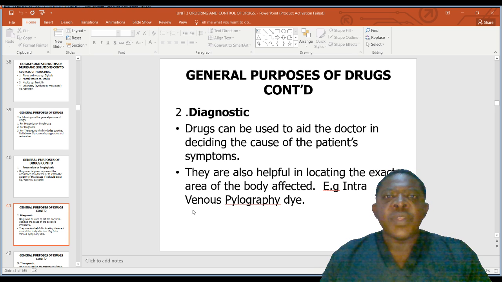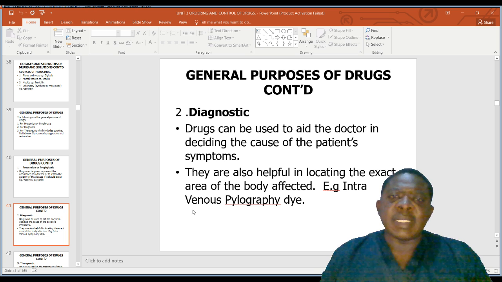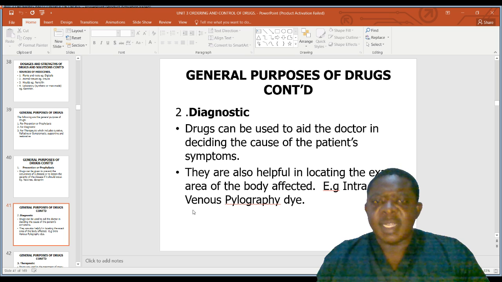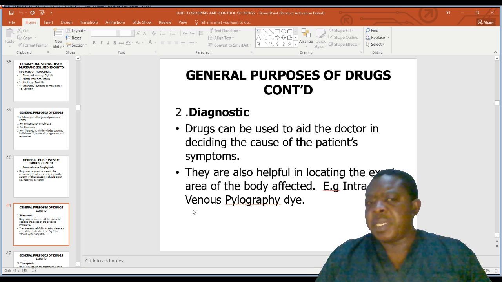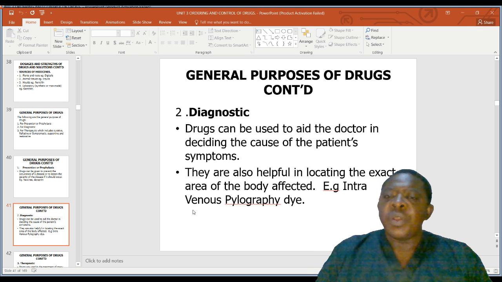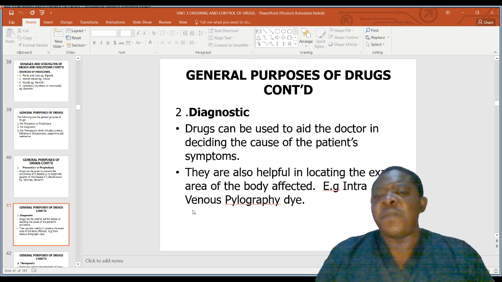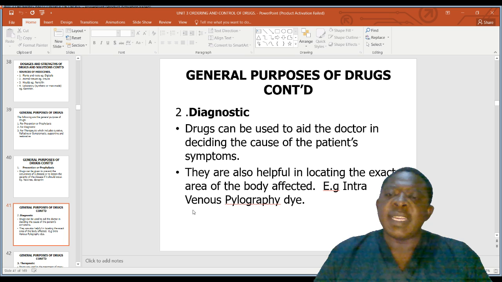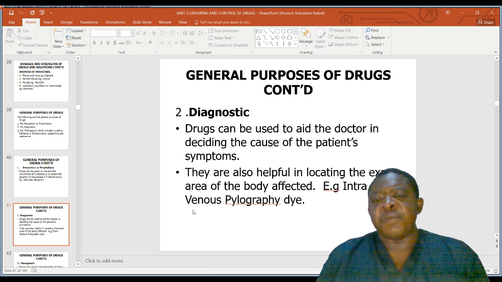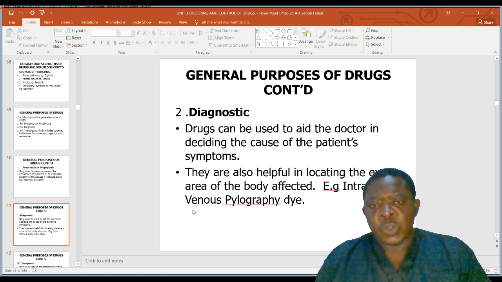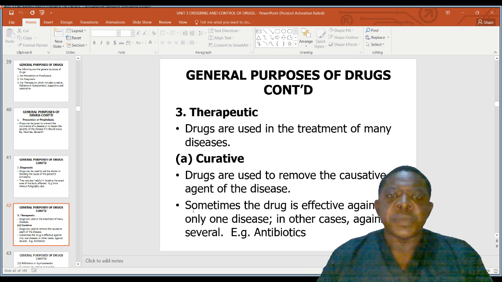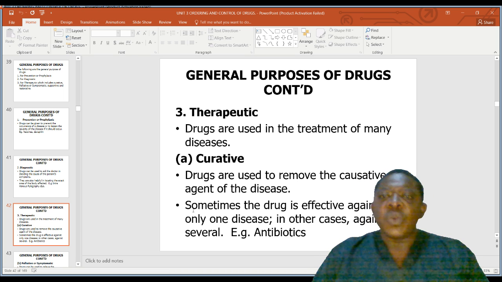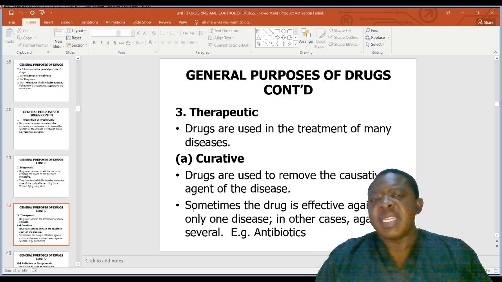Then the general purpose of drugs, talking about diagnostic. Here, drugs can be used to aid the doctor in deciding the cause of the patient's symptoms. They are also helpful in locating the exact area of the body affected. An example I can give is intravenous pyelography, where a dye is used for the procedure. The other general purpose is therapeutic. Drugs are used in the treatment of many diseases.